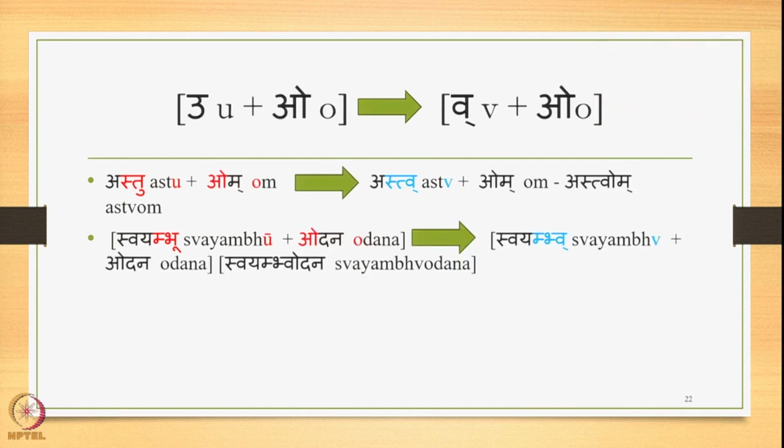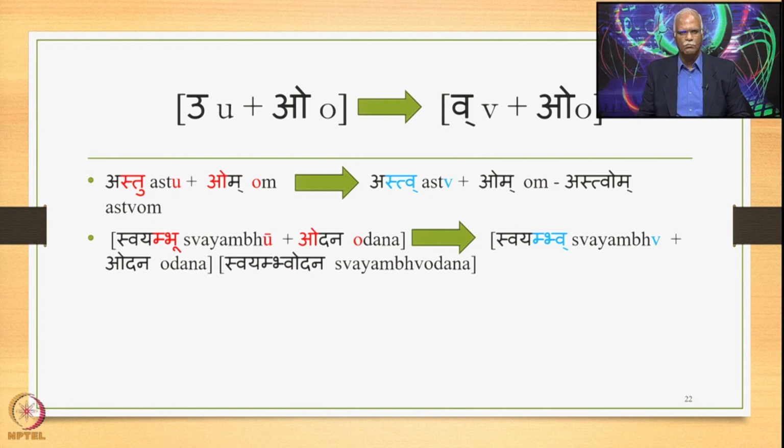Then we have the next example, U plus O, 6177 applies and the output generated is V plus O. So, Astu plus Om, and so U is substituted by V, and so we get Astva plus Om, Astvom. Swayambhu, where there is long U, plus Odana, and this is a compound, and you get the output by application of 6177 in the form of Swayambhu Odana, Swayambhodana.